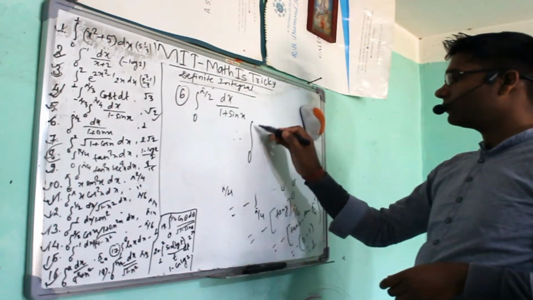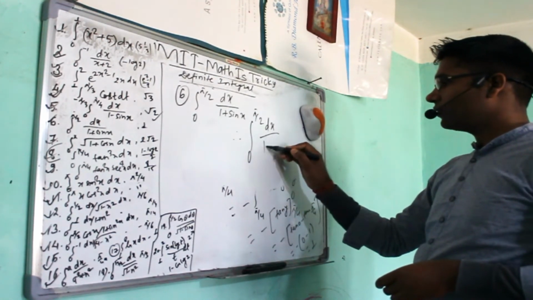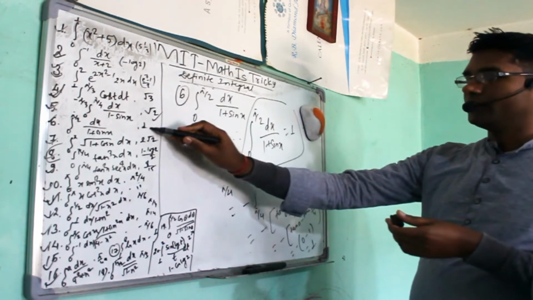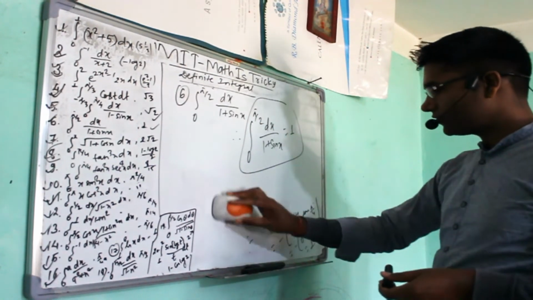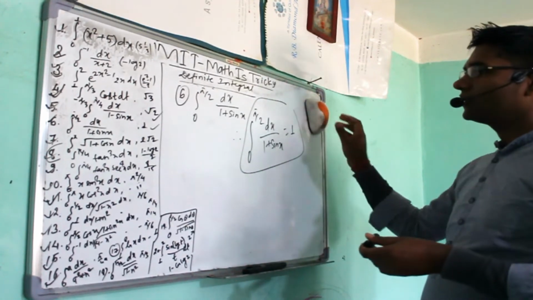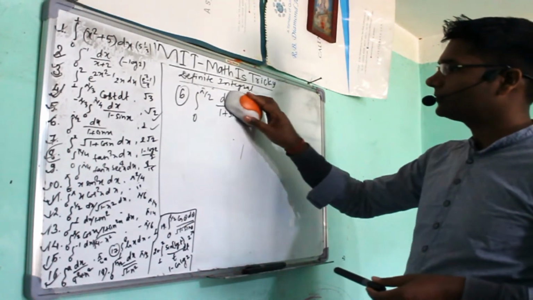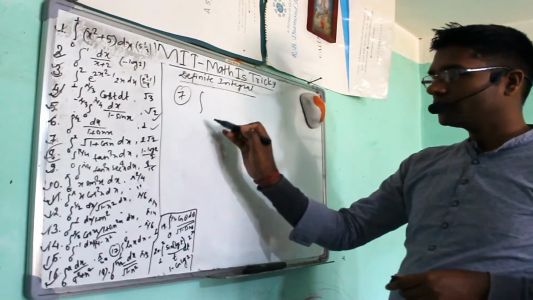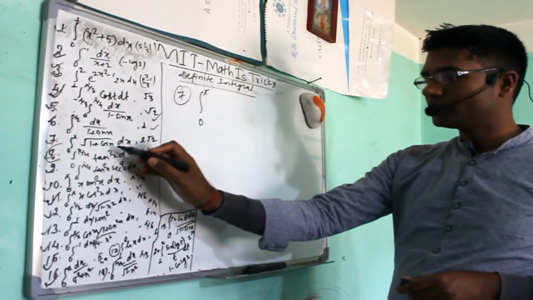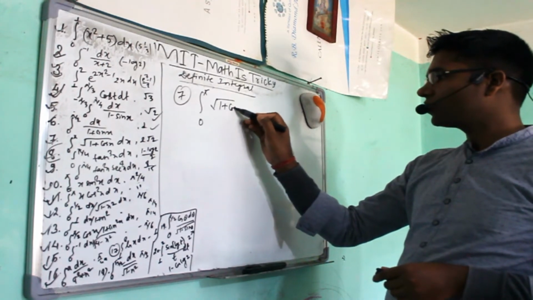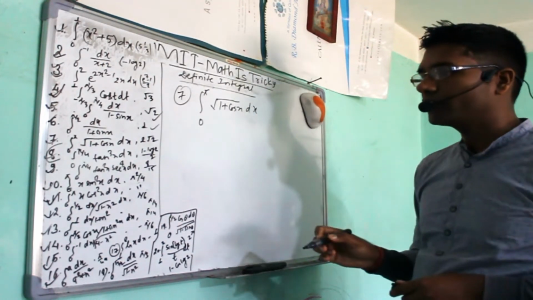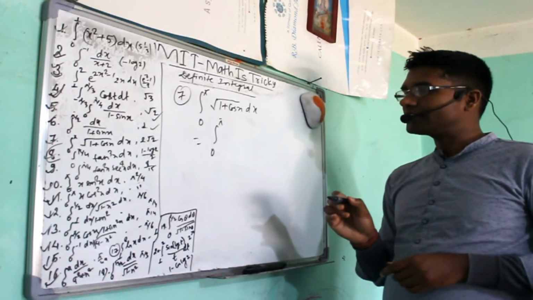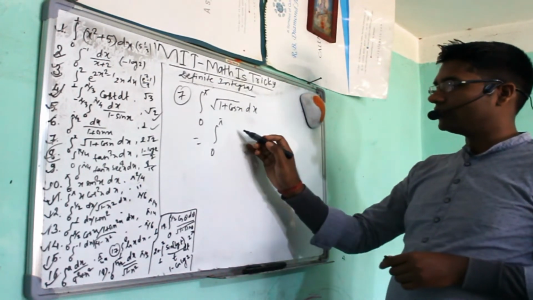Okay, so see carefully. In this case we'll use the method of rationalization, so we multiply by 1 plus sine x by 1 plus sine x, and then find the integration. It will be 1 plus sine x dx by, using the a plus b, a minus b formula, 1 minus sine square x, that is cos square x. So we can write this from 0 to pi by 4. Now separate this: 1 by cos square x is sec square x, plus sine x by cos x times 1 by cos x dx.